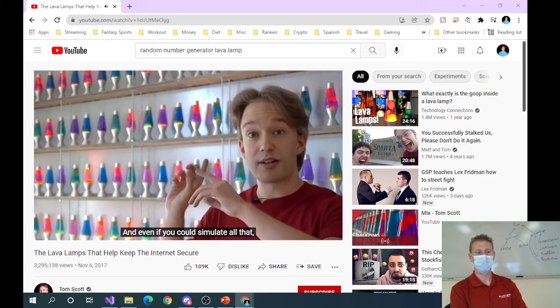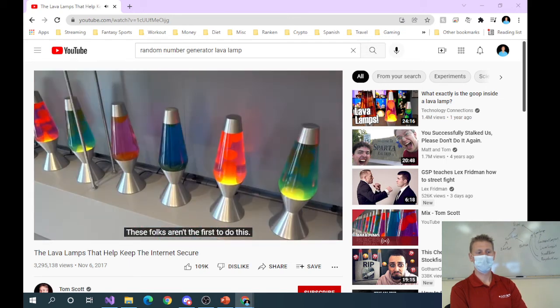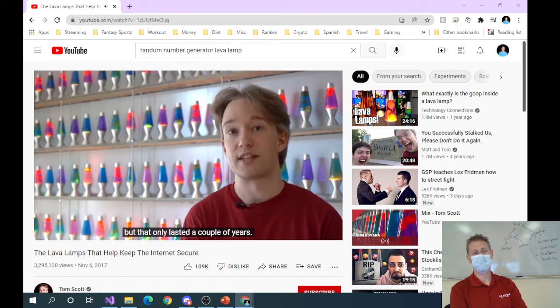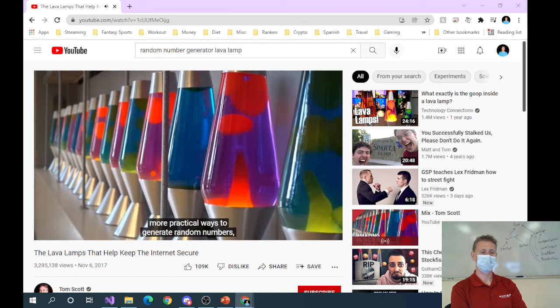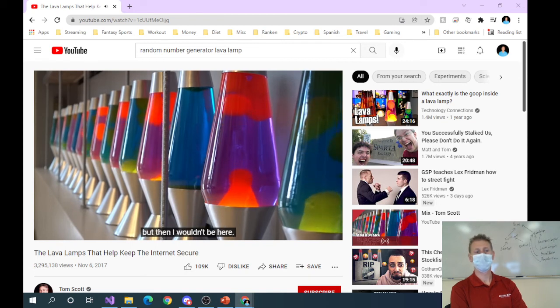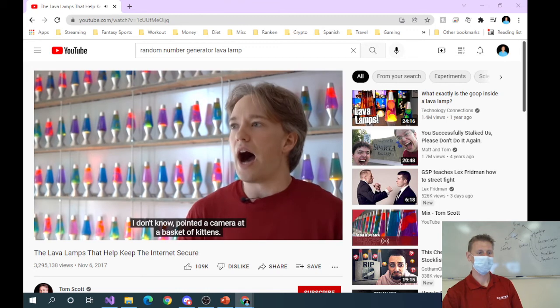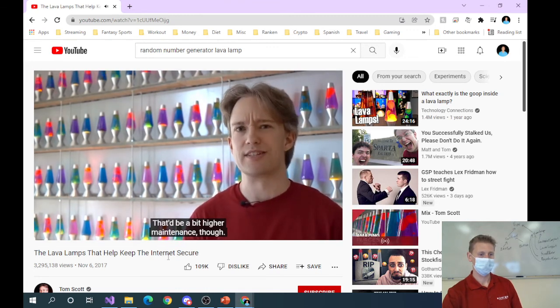And even if you could simulate all that, you'd only have one piece of the puzzle. These folks aren't the first to do this. Lavarand was patented by a company called Silicon Graphics in 1996, but that only lasted a couple of years. Now, of course, there are less flashy and more practical ways to generate random numbers, but then I wouldn't be here. I would be at some other company who'd gone and, I don't know, pointed a camera at a basket of kittens. That'd be a bit higher maintenance, though.